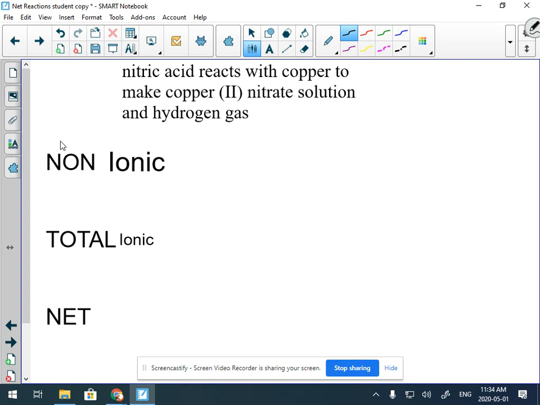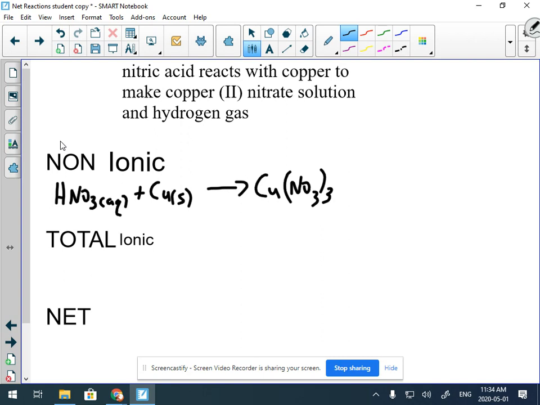Okay. Non-ionic reaction for nitric acid reacting with copper to make copper 2 nitrate solution and hydrogen gas. So non-ionic reaction. Nitric acid, HNO3, reacts with copper, Cu solid, and it will produce copper 2 nitrate. Copper 2 is 2 plus, nitrate is 1 negative, and hydrogen gas.